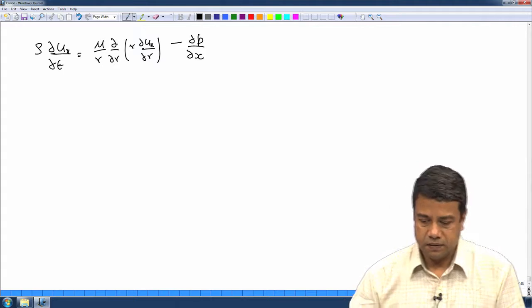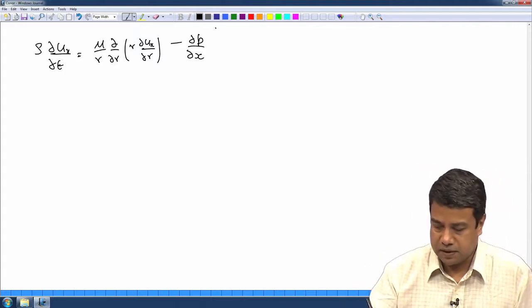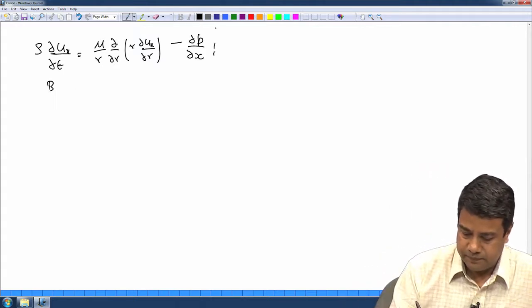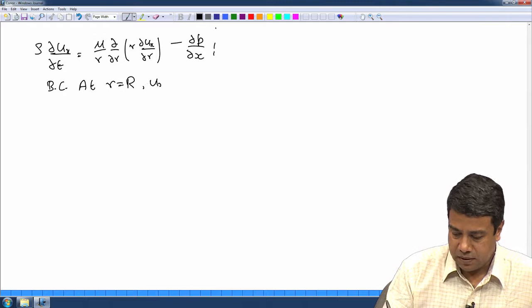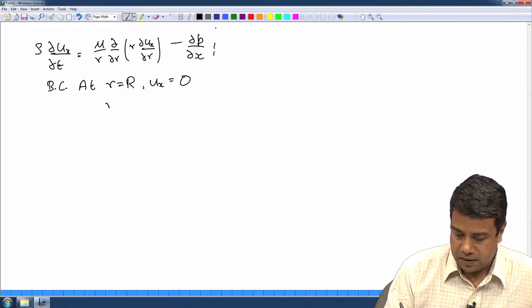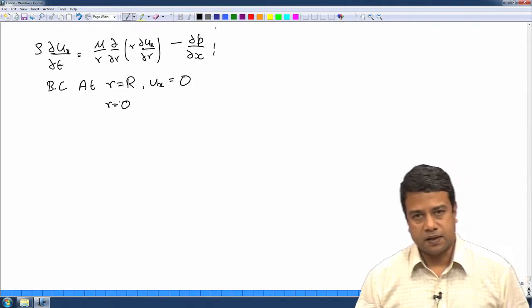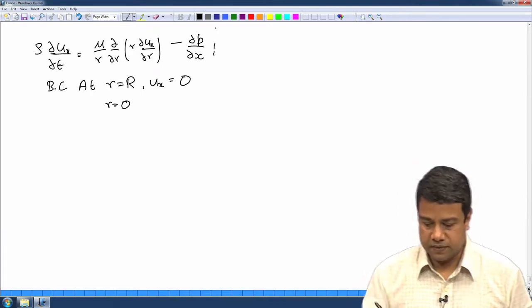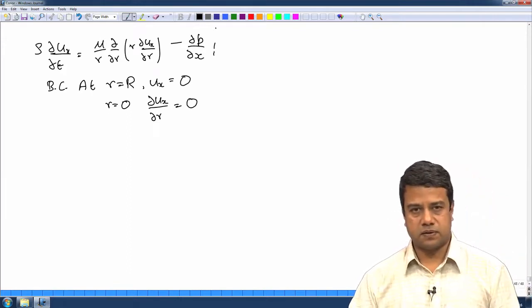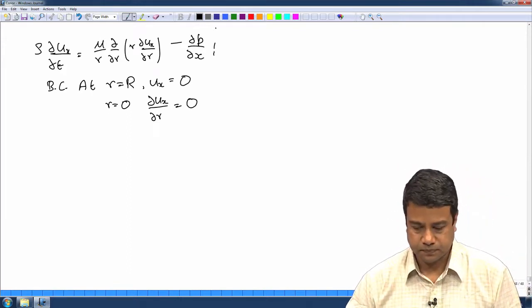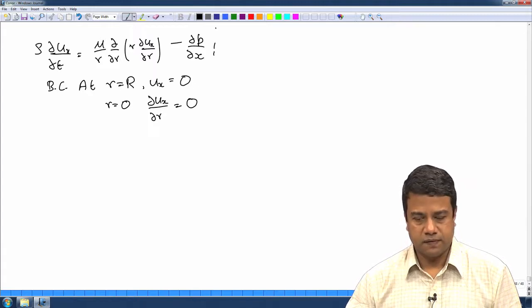First we consider the boundary conditions. At the surface of the pipe, r is equal to R, ux is equal to 0, and at r is equal to 0, as I had explained in the previous class, we have the symmetry condition partial ux by partial r is equal to 0. So, those are the boundary conditions. And now we have to solve this.